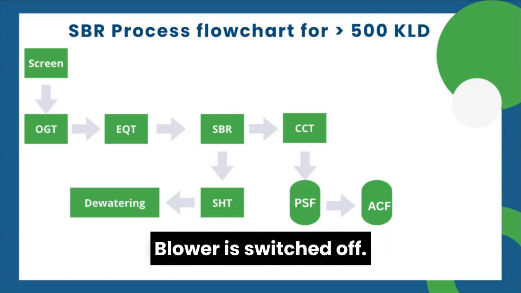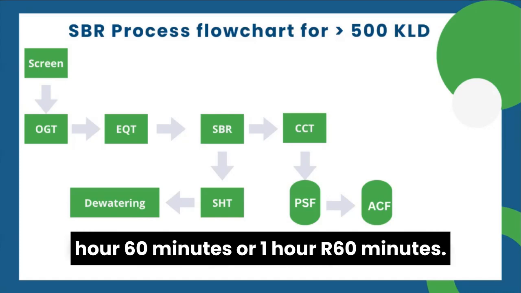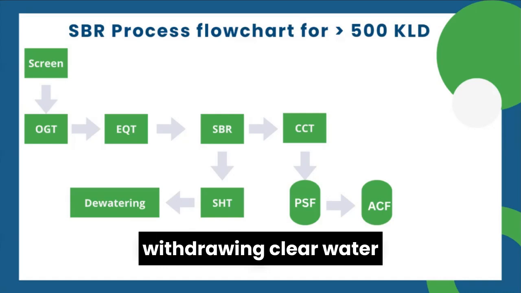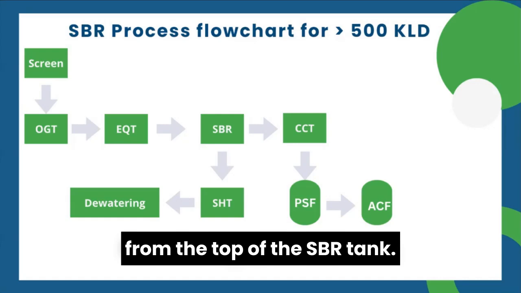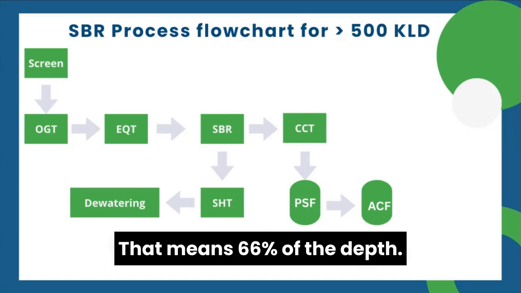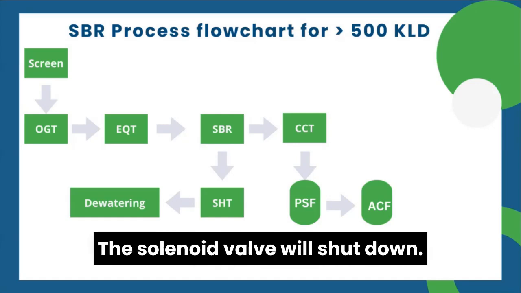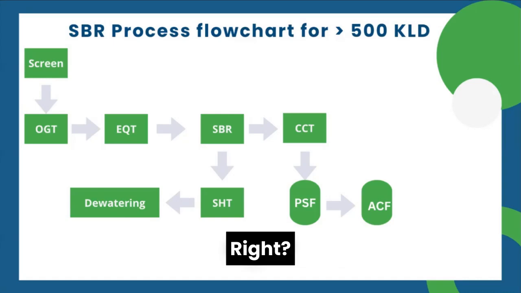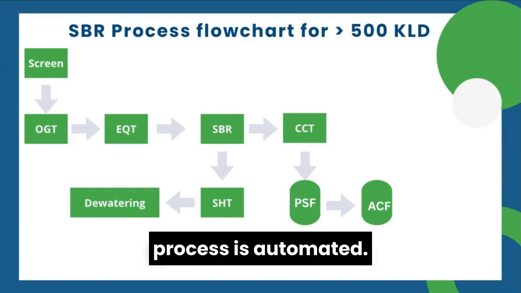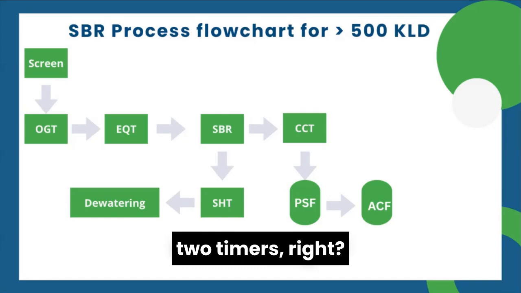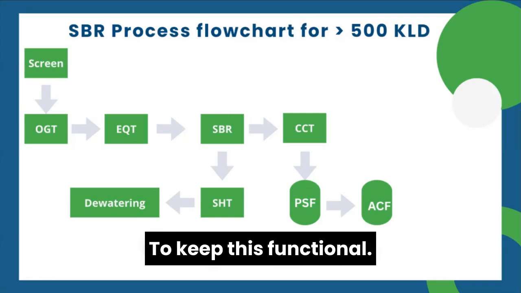Blower is switched off. Then after counting down 1 hour or 60 minutes, the solenoid valve is opening. The floating decanter is withdrawing clear water from the top of the SBR tank. And when the SBR tank level reaches a predefined low level, that means 66% of the depth, the signal will go to the solenoid valve. The solenoid valve will shut down. Right. That means this total process is automated. I require two level sensors, two timers, right, to keep this functional.